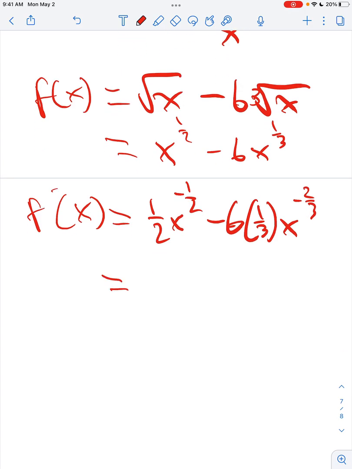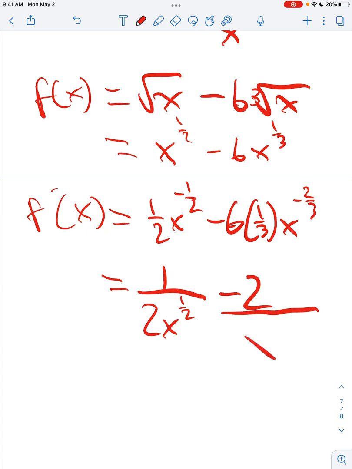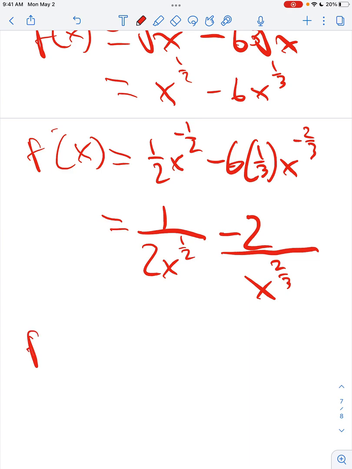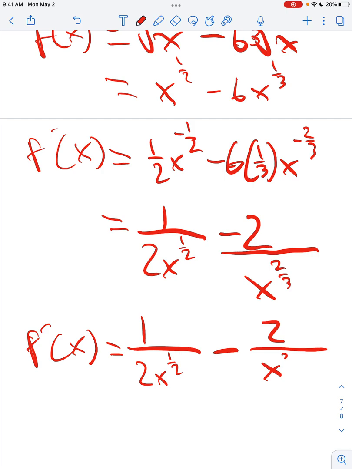So I'm going to start simplifying. This is going to give me 1 over 2x to the 1/2. And then minus 6 times 1/3 is 2, and then over x to the 2/3. So let me just rewrite that so it's a little bit easier to see. The derivative of the function is 1 over 2x to the 1/2 minus 2 over x to the 2/3. Power rule.